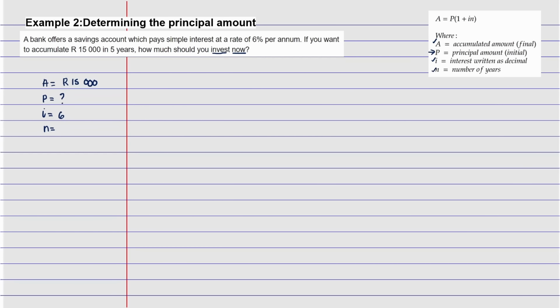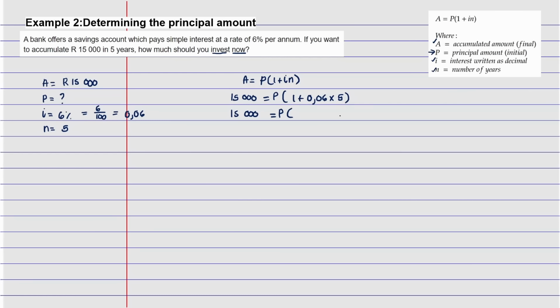Then we have our interest. Our interest is 6%. Change it, which is the same as 6 divided by 100, which equals 0.06. Then we have N, which is 5 years. So we're going to use our formula, which is A equals P, open bracket 1 plus I N. Substitute everything that we have. We are given the accumulated amount. We're looking for P. So it's going to be P, then 1 plus 0.06 multiplied by 5. So it's going to be 15,000 here, equals P.